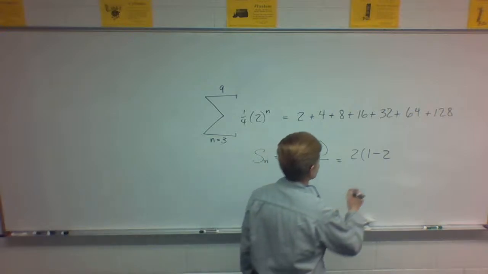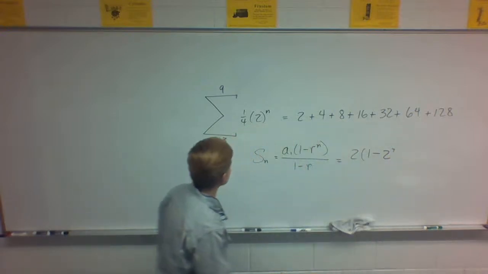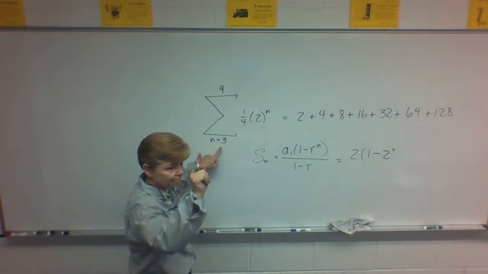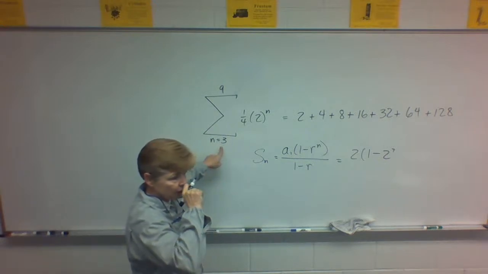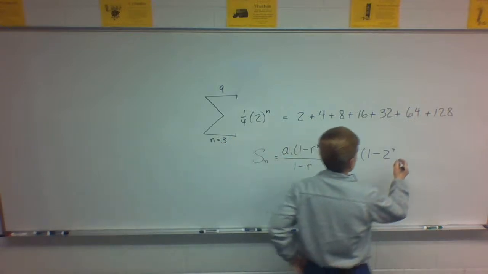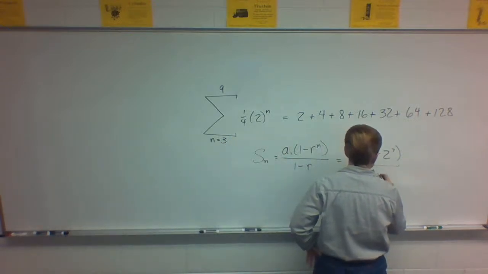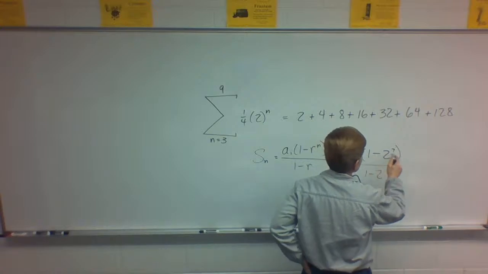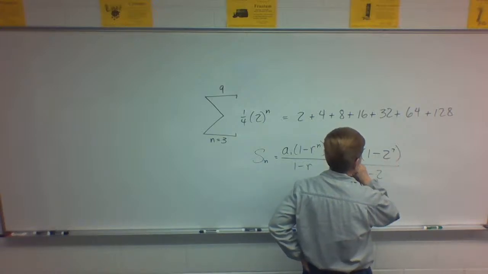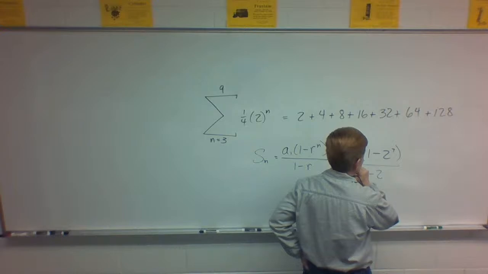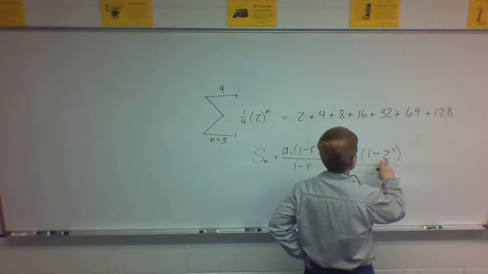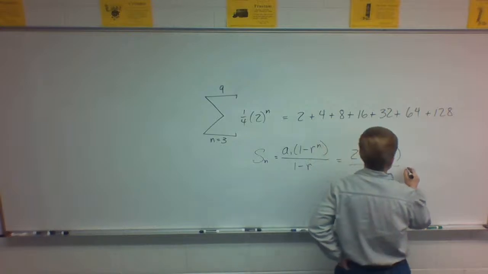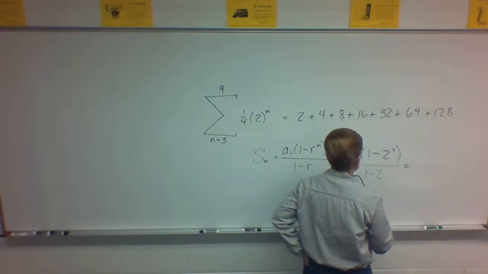It is 7. That's the one that's going to kill you if you use the formula and you don't know what you're doing. It's 9 minus 3 is 6, plus 1. That's n. You following? Okay. And then over 1 minus r, which is just 1. So I have 1 minus 2 to the 7th. 2 to the 7th is what? Let's find out. Is it 128? Yeah, so that is negative 127 times 2, which is 254.